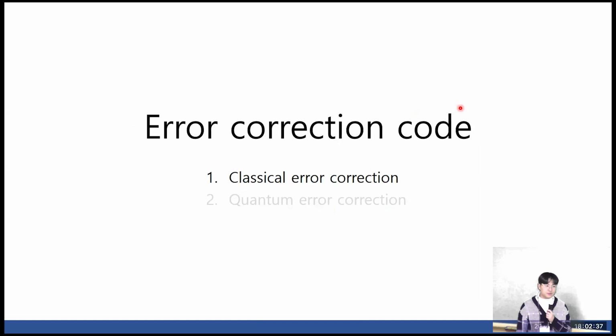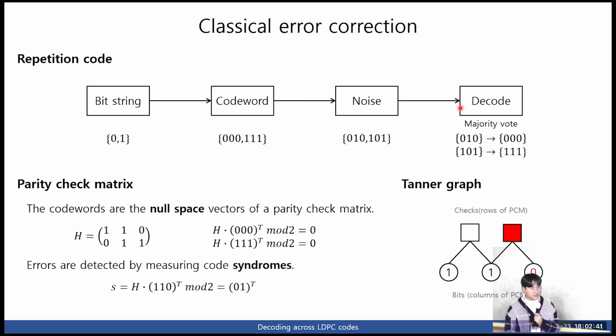Let's start with classical error correction. A basic example of classical error correction is the repetition code. Our classical binary data may have bit flip errors where 1 goes to 0 and 0 goes to 1. To prevent this, we repeat the 1s and 0s to make it fault tolerant. Here, you can see that our code words get noise and are decoded by the majority vote.